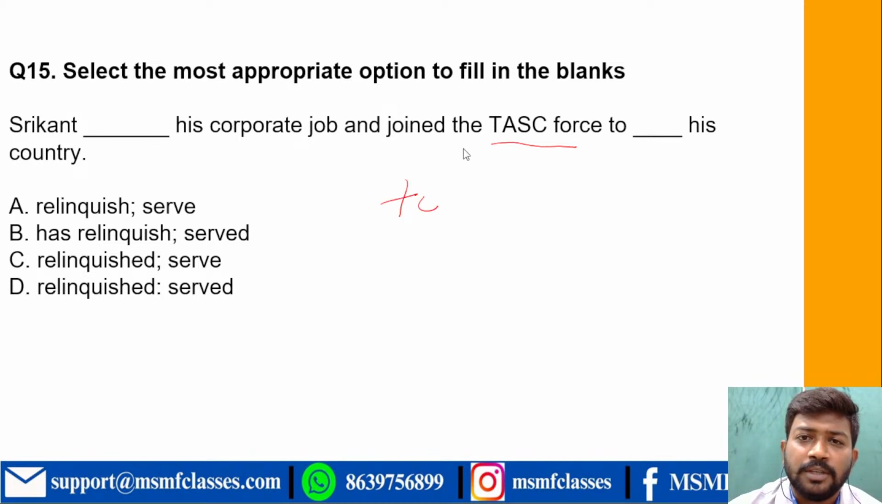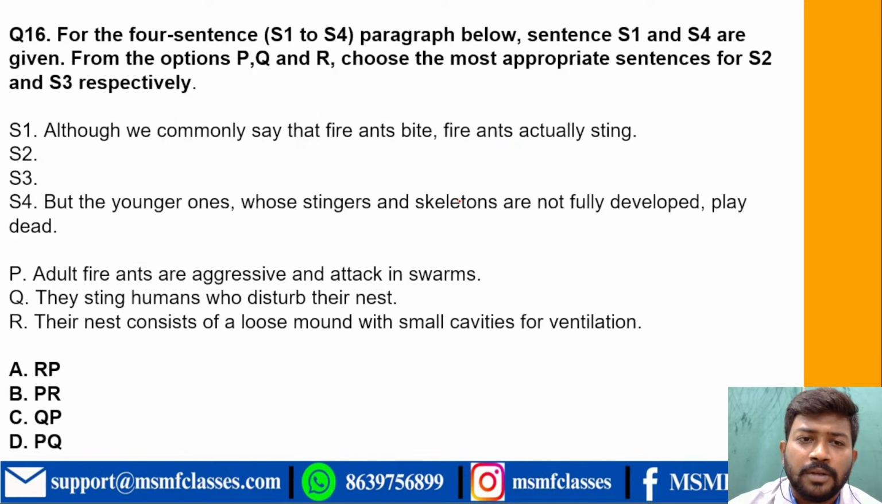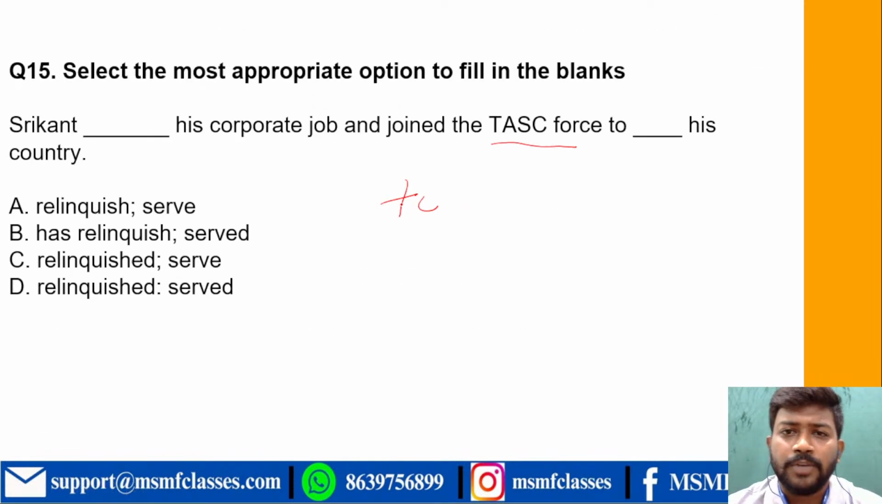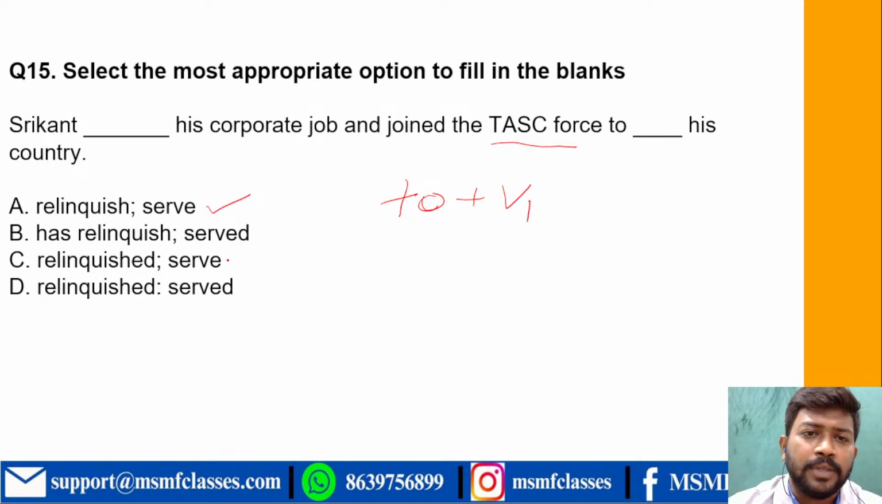Whenever we are using 2, the verb form must be V1, 2 plus V1. So what is the V1 here? We have two options, one is serve, A and C. In both the options we have serve. So after 2 we use only V1, we don't use V2. So eliminate them. And we have relinquish or relinquished.